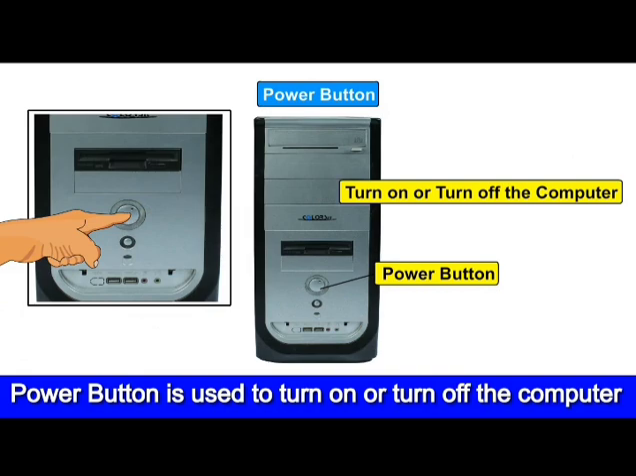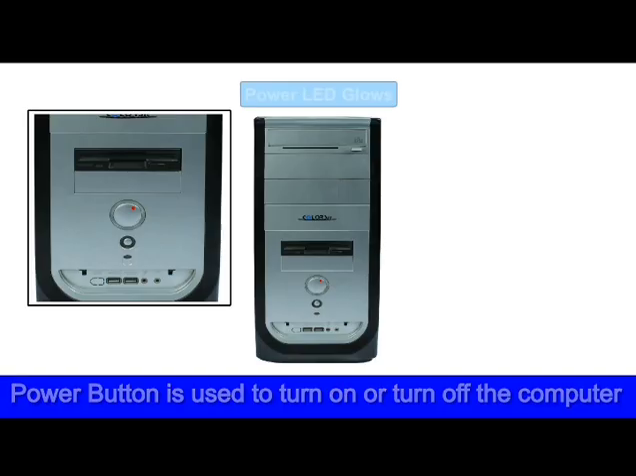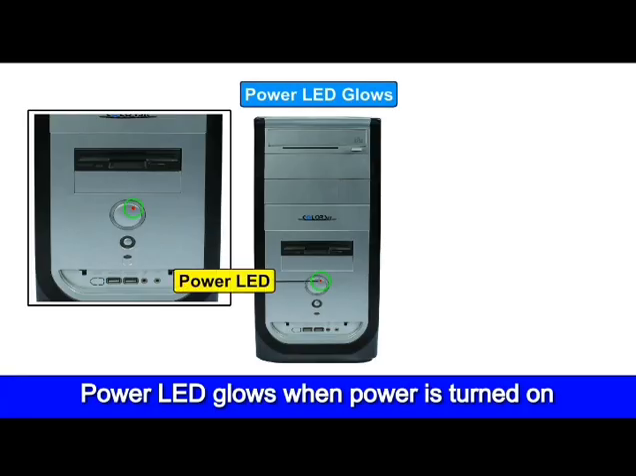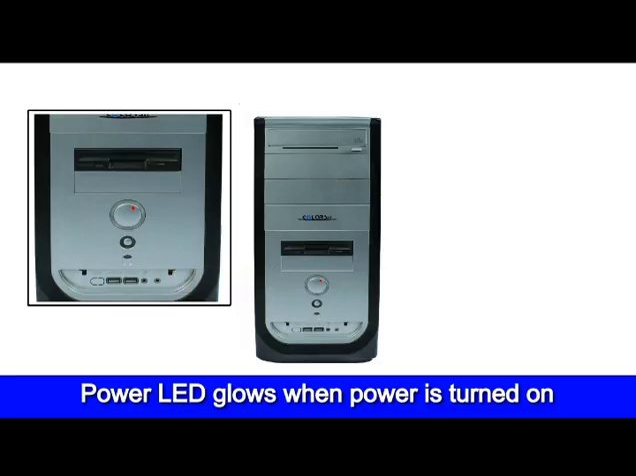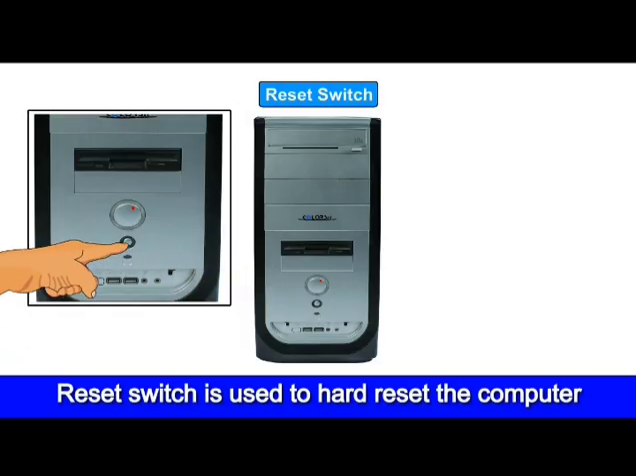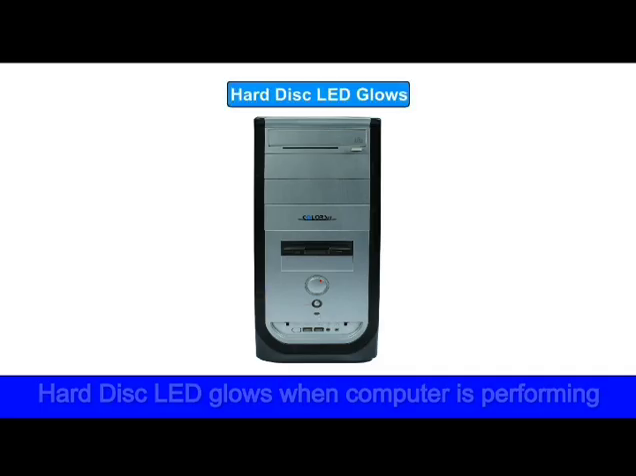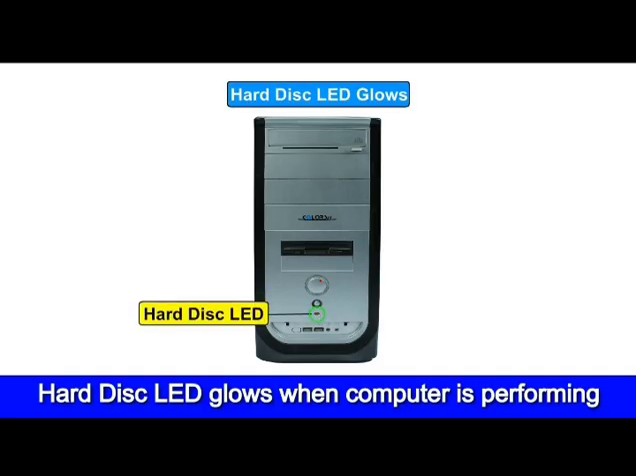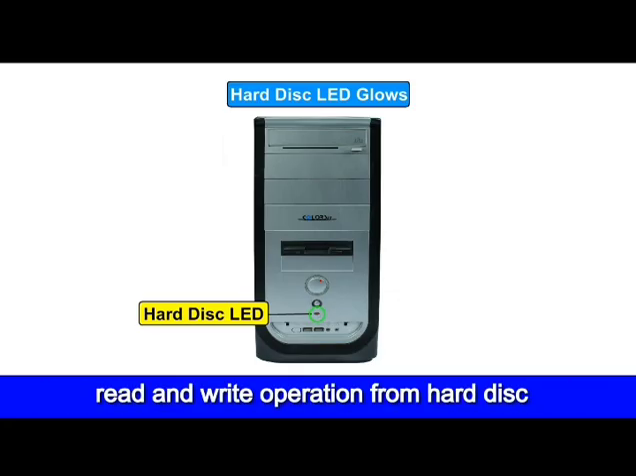Power button is used to turn on or turn off the computer. Power LED glows when power is turned on. Reset switch is used to hard reset the computer. Hard disk LED glows when computer is performing read and write operation from hard disk.